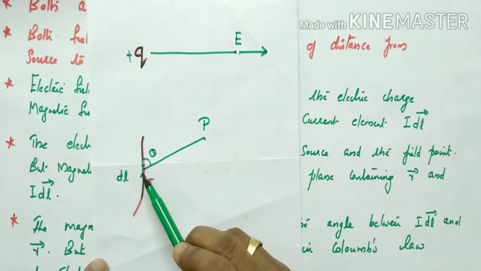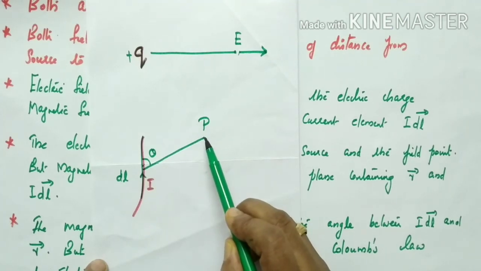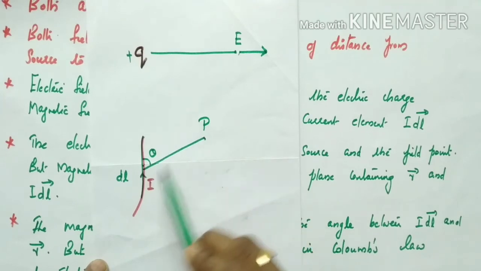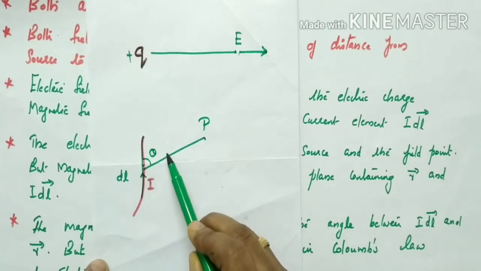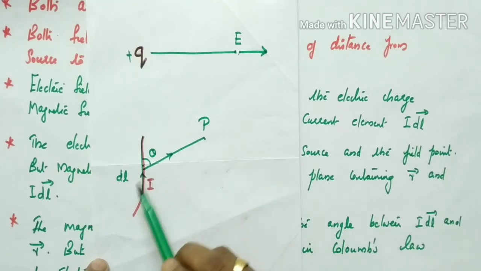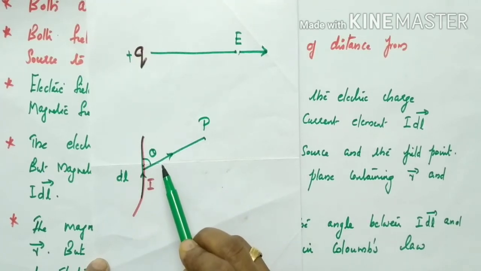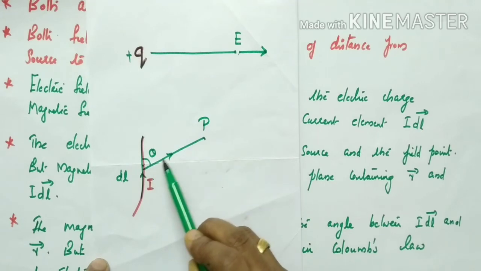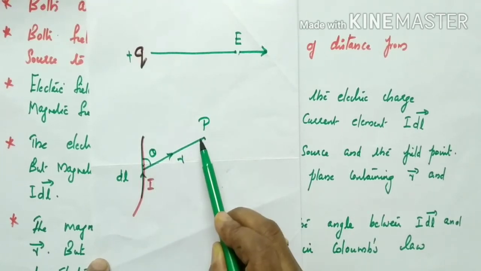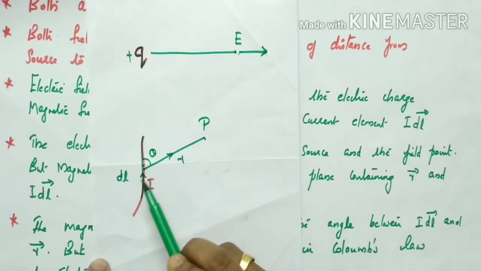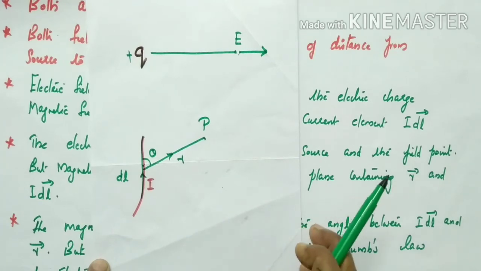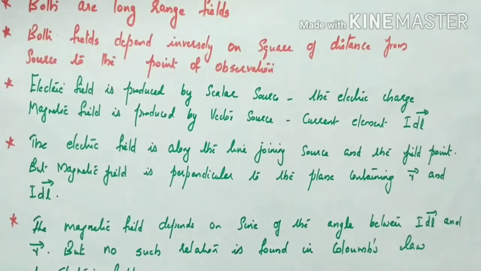But what about the magnetic field? The direction of magnetic field at the point P is always perpendicular to the plane containing dl and r. This is r, no? So, direction of magnetic field is perpendicular to the plane containing Idl and r. So, it is not along the line. Line joining means this is r. So, it is not along the line joining the current element and the point, but it is perpendicular to the plane containing Idl and r. So, that is the main difference between Biot Savart's law and Coulomb's law.